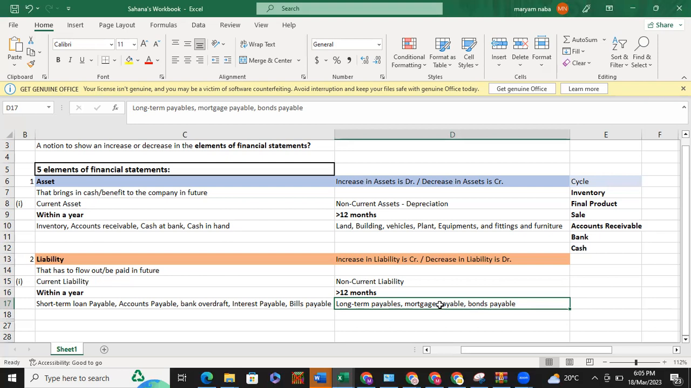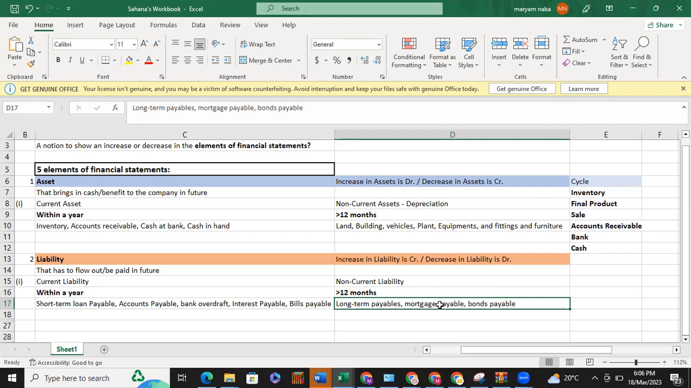And then the bonds payable. So the bonds, you know, issuing bonds is one of the sources of finance for a company. So a company can issue a bond that you and I can buy, and then the company has to give us the money back in future. So that becomes a non-current liability for the company as well.